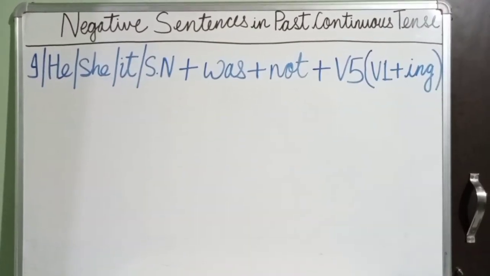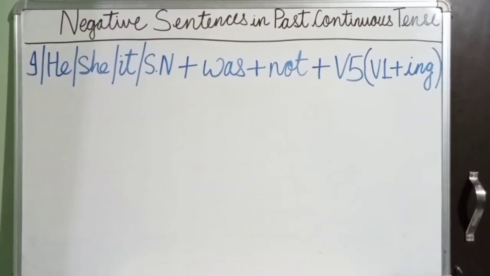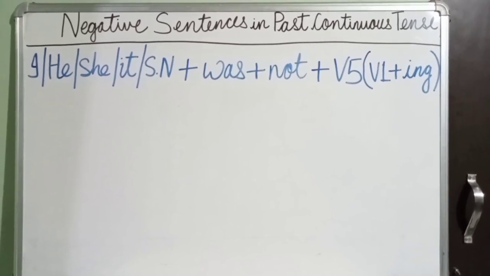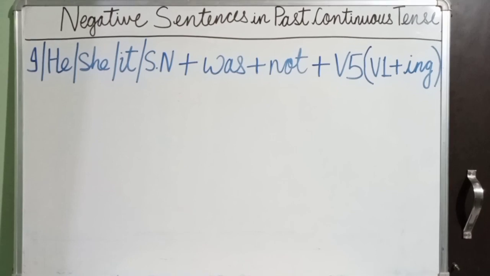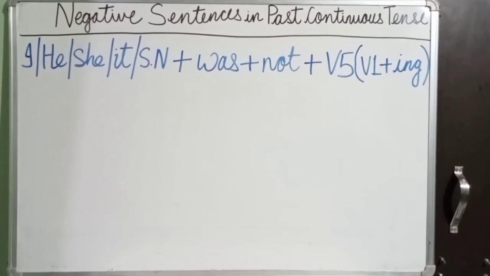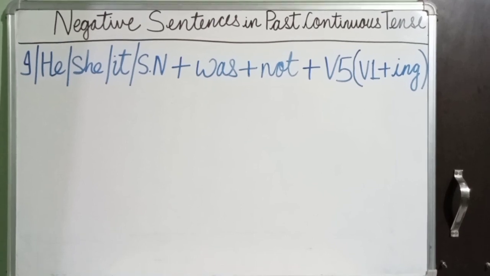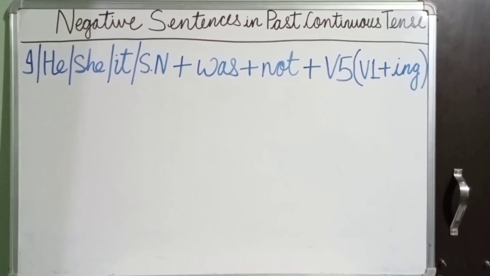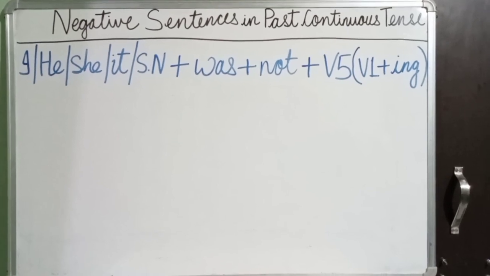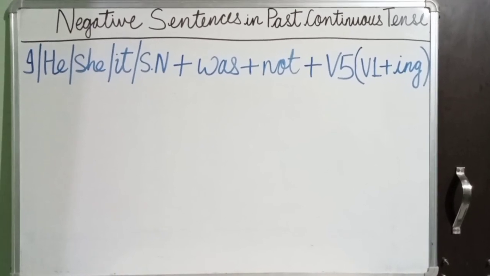Rules for making negative sentences in past continuous tense. Now, with singular subjects like I, he, she, it, or single noun, we have to add was plus not plus fifth form of the verb. Now let us see some examples.